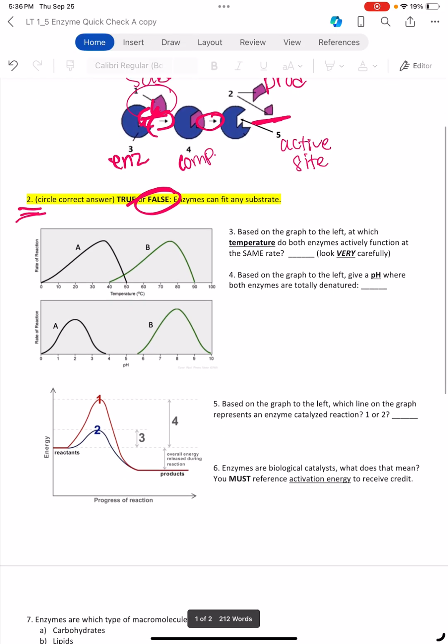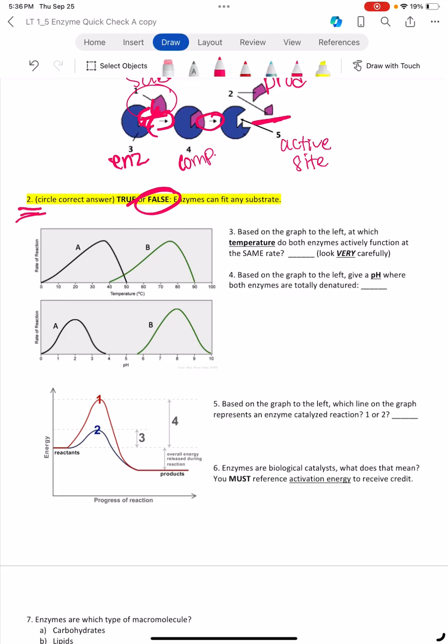Okay, then we go down to number three. This is looking at a graph of the enzyme. And so be really careful here. I said look carefully. So it said, where is it functioning at the same rate? Here's rate of reaction going up, and then here's temperature. It's actually right here at this cross section. So they're at the same level right here, the same reaction rate. Some of you put 0. I couldn't take that because I said, where are they functioning? They're not functioning there. So I took anything from 45 to 49.